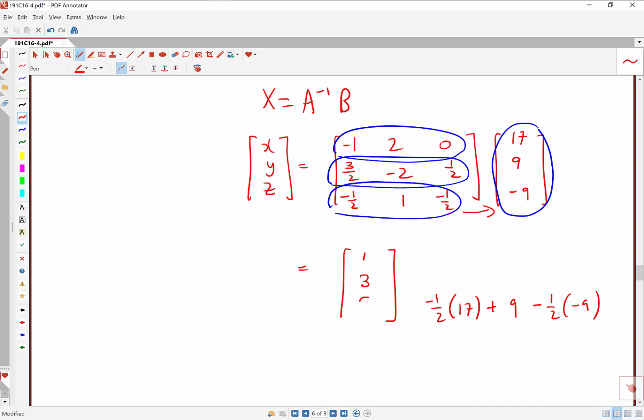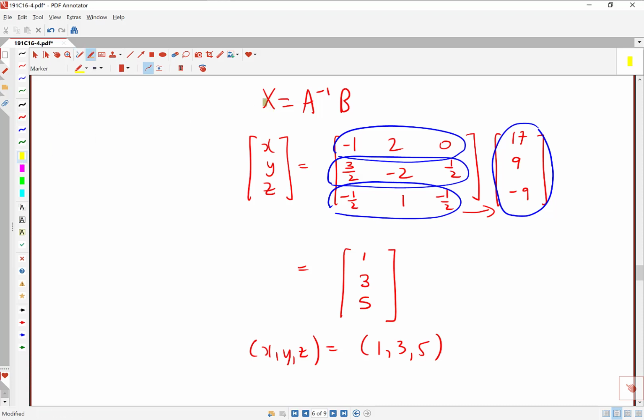That gives us 5. So in other words, the solution to the system, if you prefer to write it as an ordered triple, x, y, z equals 1, 3, 5. So we found A inverse using row operations, and then we use this key formula, x equals A inverse times B, to solve the system.